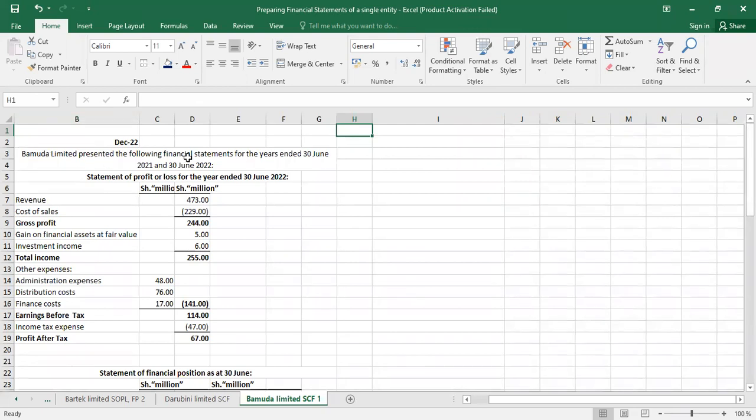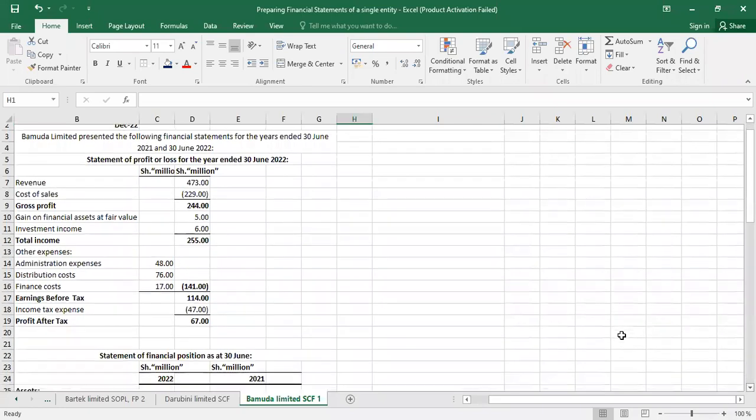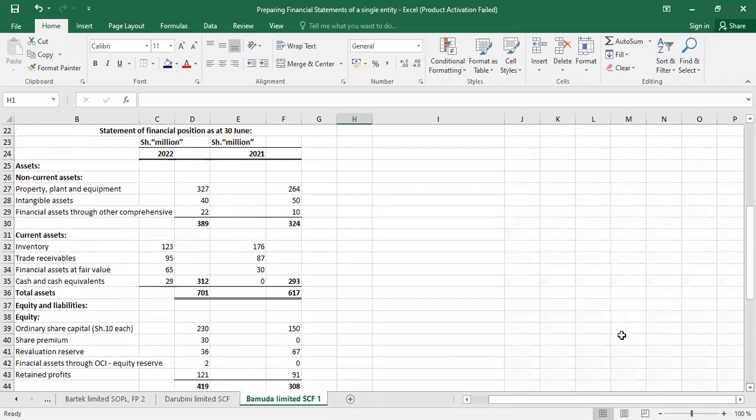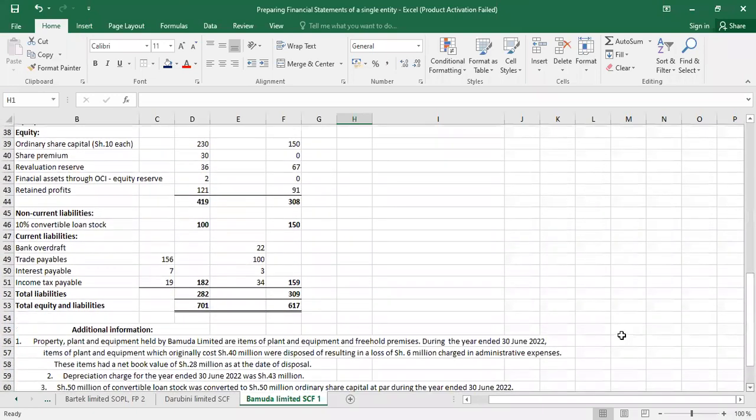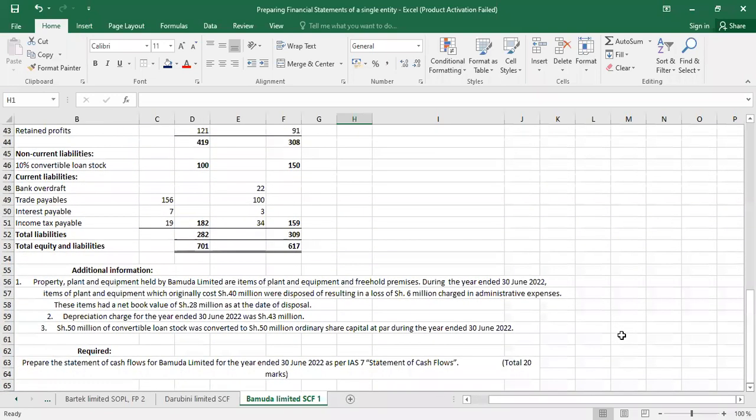Bermuda Limited presented the following financial statement for the year ended 30 June 2021 and 2022. So the profit and loss statement and the statement of financial position, isn't it? We have additional information. Additional information number one, property, plant and equipment held by Bermuda Limited are items of plant and equipment and freehold premises.